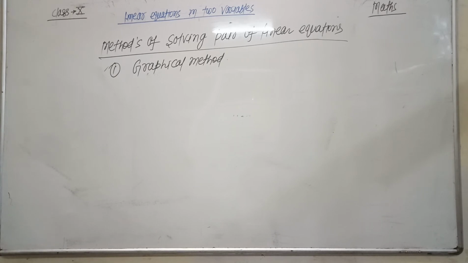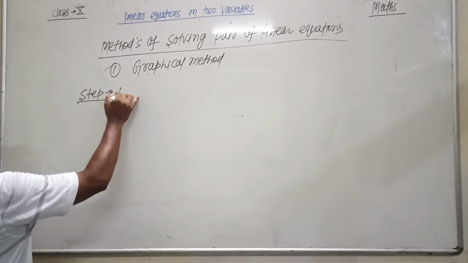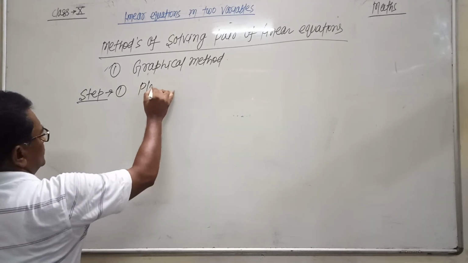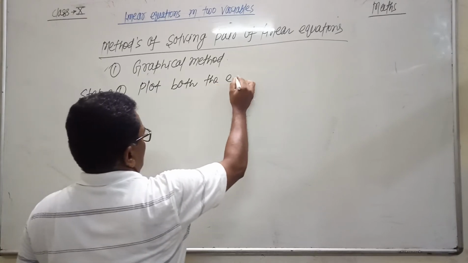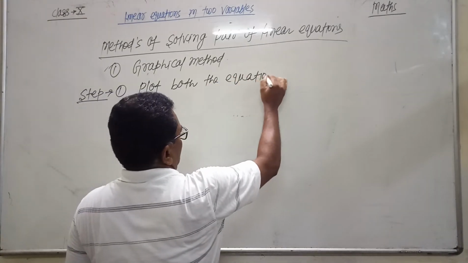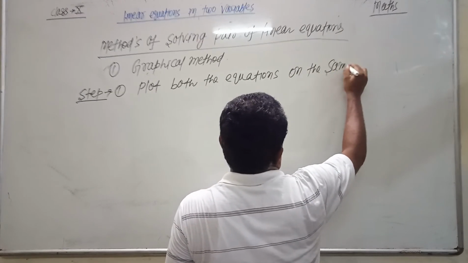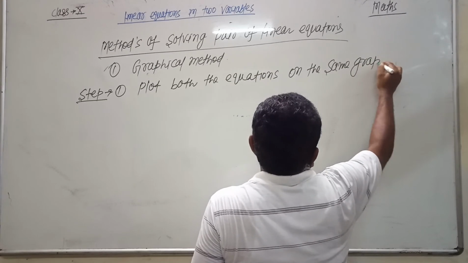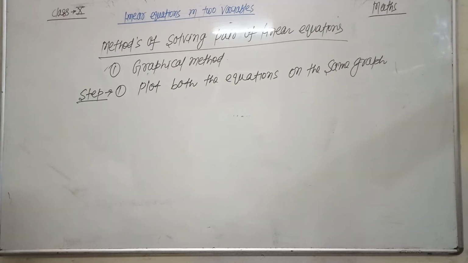So in the graphical method, step 1: plot both the equations on the same graph. In a pair of linear equations, there must be two equations, so we have to plot both the equations on the same graph.